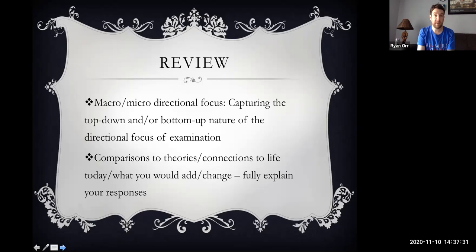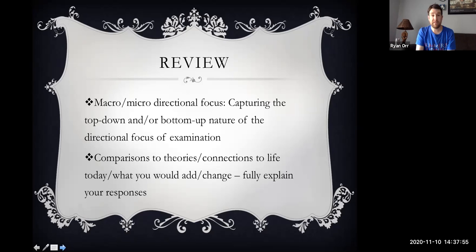And the same thing for connections to life today. I think a lot of relevance is seen today with the pandemic, and you have new barriers, new obstacles you have to face. But again, explain those obstacles, explain those barriers that come with the pandemic and how they relate to Fine's book. And don't assume, again, that the reader is going to know what you're talking about.